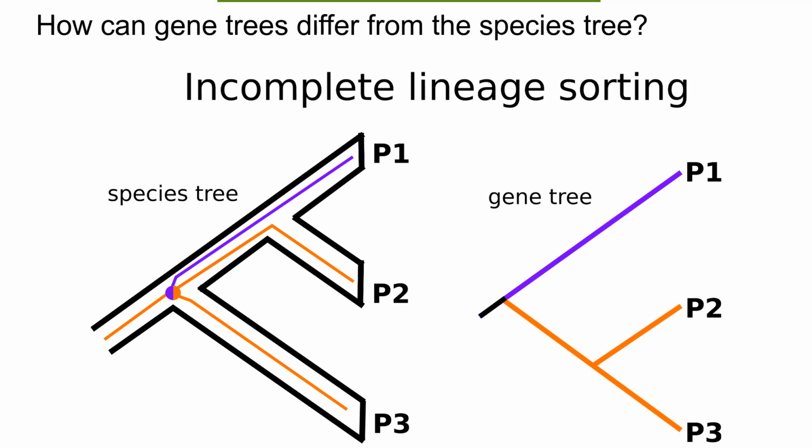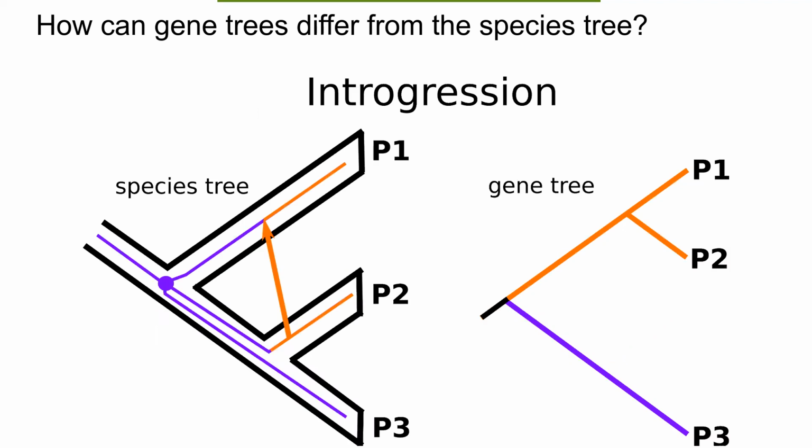Every time you're looking at a tree, you expect that this is going to be happening, and it's going to be a source of deviation, of disagreement between gene trees and the species tree. The other way that this can happen is introgression. So this is the result of hybridization.